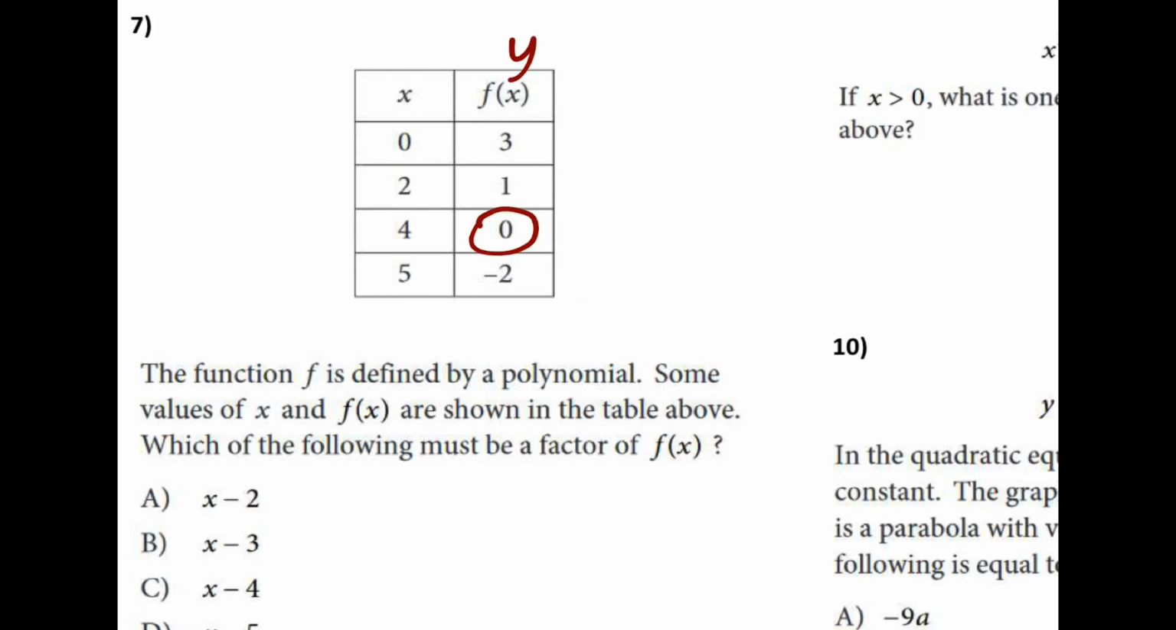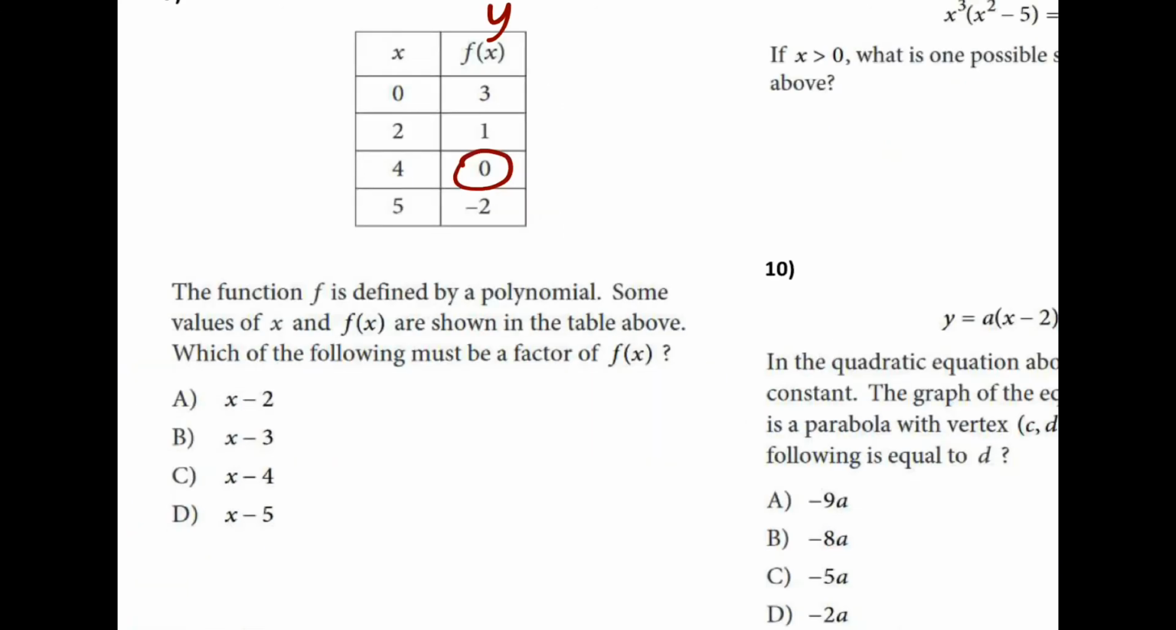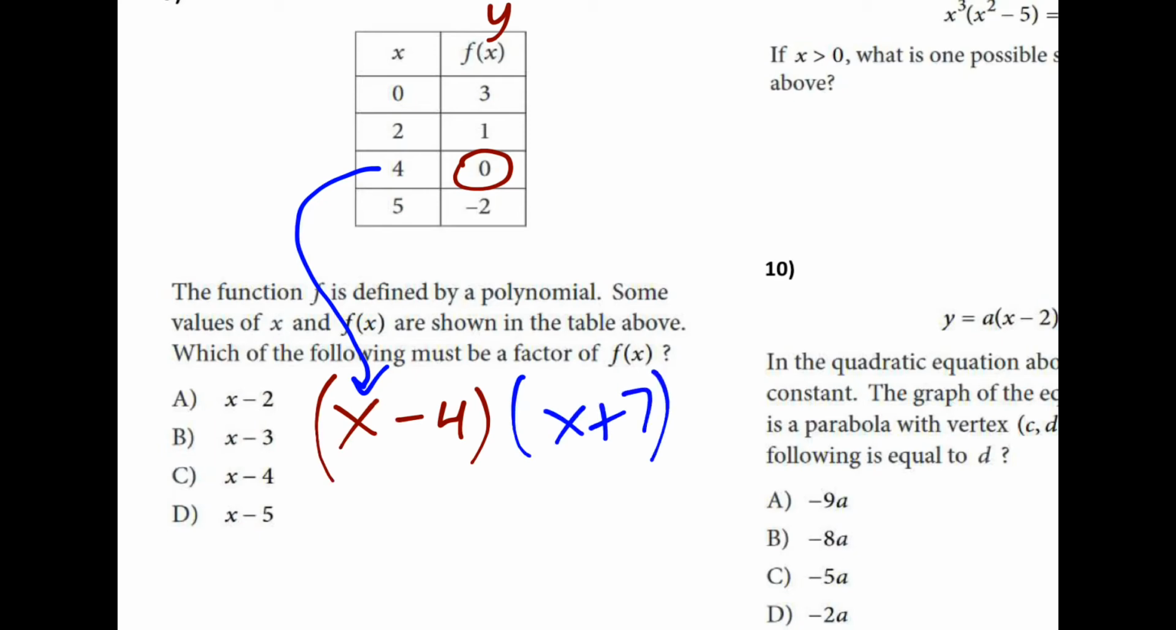And it's when x is 4. So my polynomial could have a bunch of factors, but I'm pretty sure that at least one of them is x minus 4, because when I plug that 4 in, I get a 0. So I don't know what the other ones are. They could be x plus 7, x minus 2. There could be a whole bunch of them.